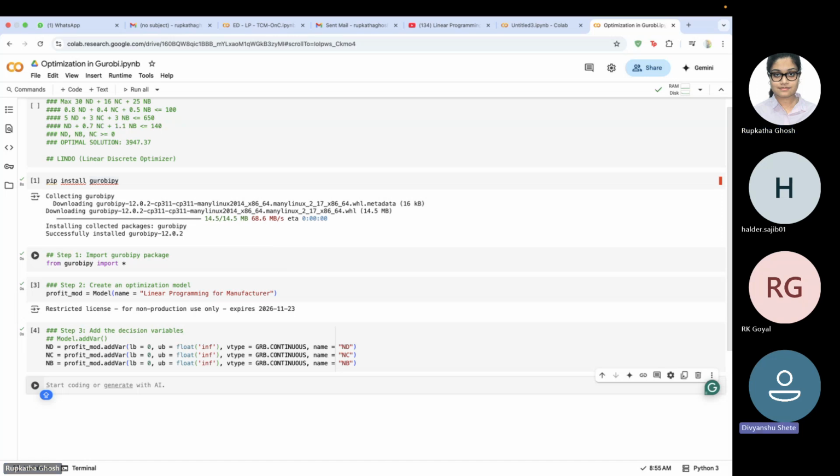Ma'am, because when I have written this profit model equal to model name, that third line, I haven't gotten this note that restricted license, non-production problem. No problem. Okay, that's okay, fine. As long as this thing is tick marked, it works.